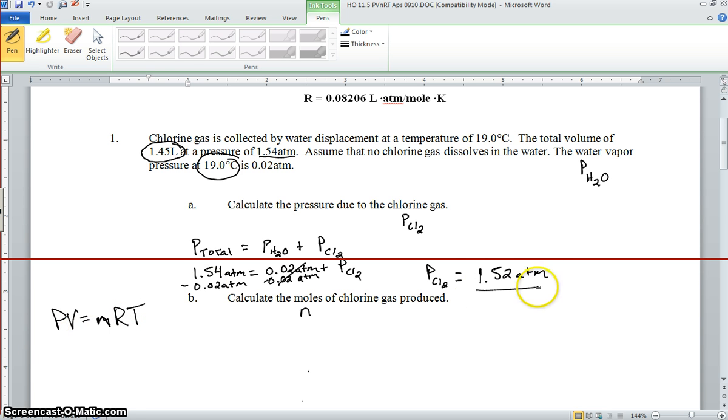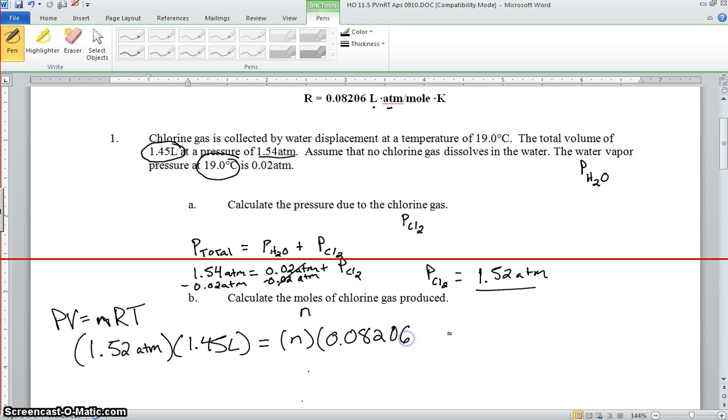P as in pressure, the pressure of our chlorine, is 1.52 atmospheres. Atmospheres okay? Yep. We're going to take that times the volume, 1.45 liters. Liters okay? Yep. That's going to equal the moles, which we don't know, so I'm just going to leave it as n, times R, which was 0.08206 liters times atmospheres over mole Kelvin, times our temperature in Kelvin.